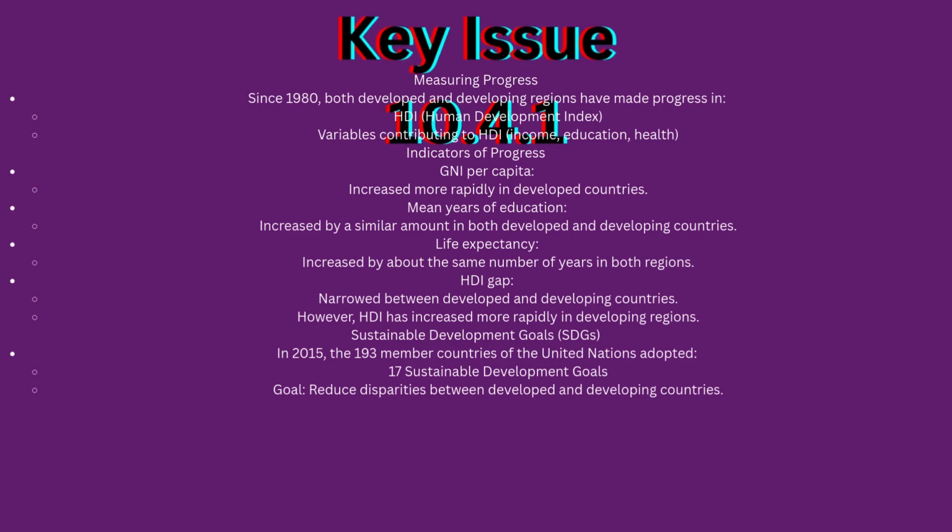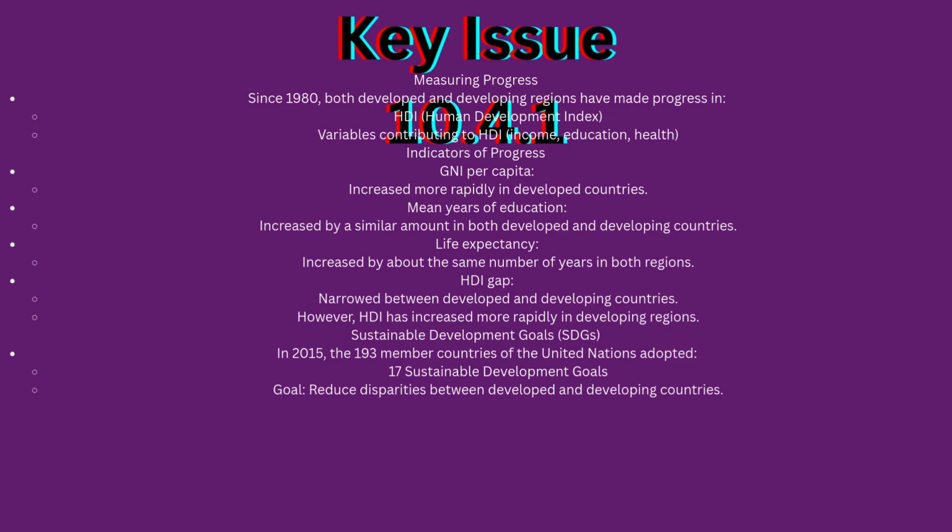Since 1980, GNI per capita has increased much more rapidly in developed countries than in developing countries. Mean years of education has increased by around the same number in developed and developing countries. Life expectancy has increased by around the same number of years in developed and developing countries. The gap in HDI between developed countries and developing countries has narrowed, but the HDI has increased more rapidly in developing regions than in developed ones.